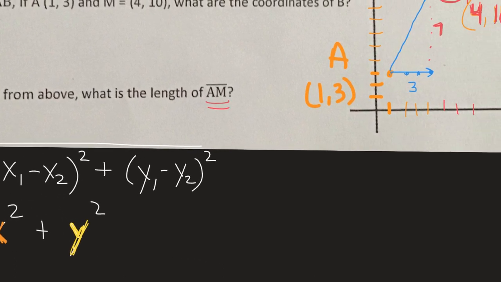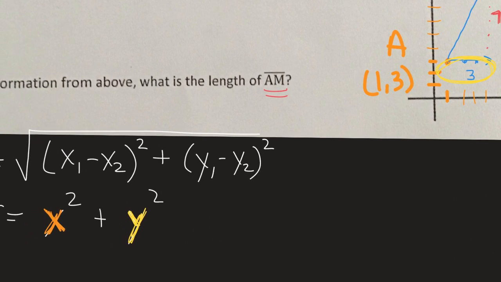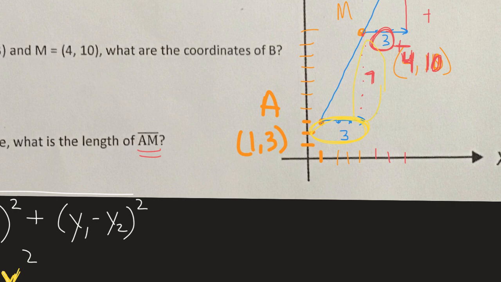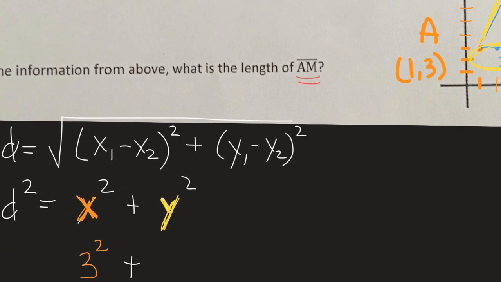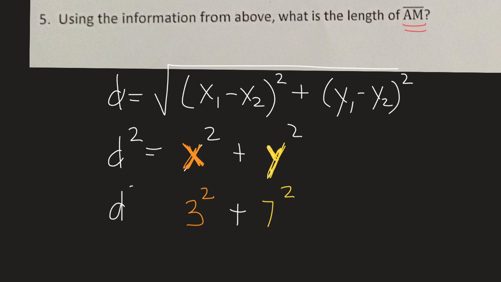Okay, so looking over here at our triangle, how much has our x value changed? 3 units, right? We've gone 3 units to the right. So if we were going to do x minus x, we would end up with 3 as the number, because that's how far we've traveled horizontally. And how far have we traveled vertically? 7 units, right? This is our vertical units from A to M. All you want is from A to M. So plus 7 squared.